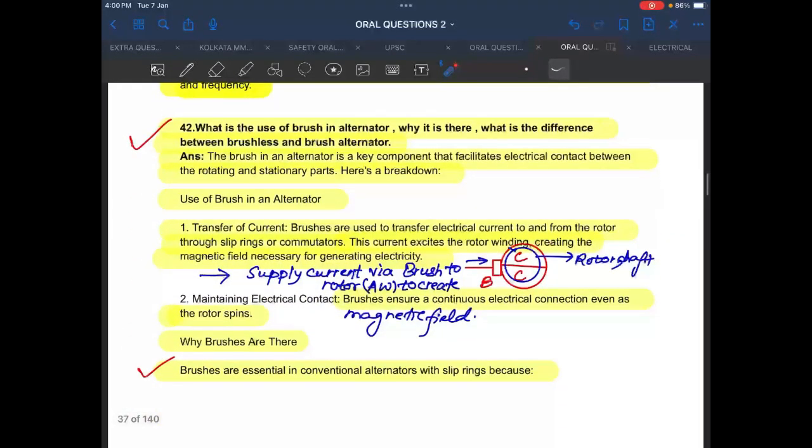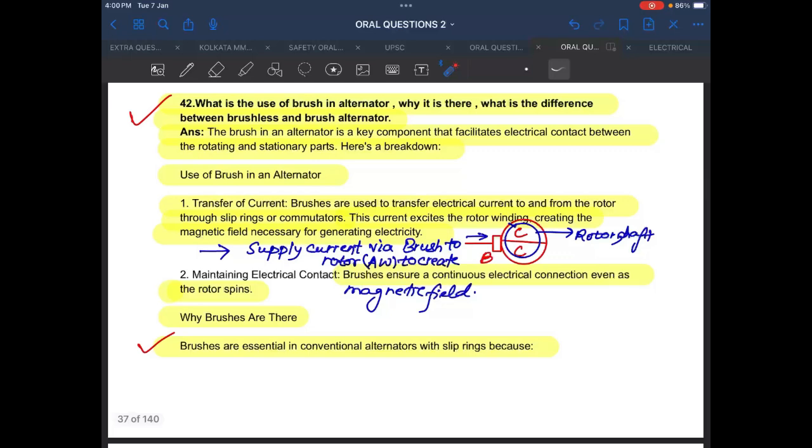Now move on to the next question. What is the use of the brush in an alternator? Why we are using brushes, I already explained in my part 2 video. Just go and watch there. The construction of the AC generator and DC generator, their working, why we are using the slip ring and the commutator, everything we already explained in the part 2 video. So go and watch the part 2 video. But here I will just explain.